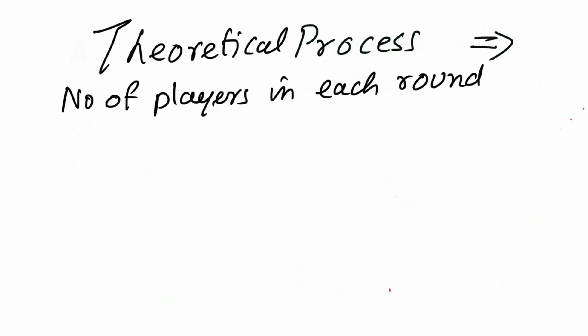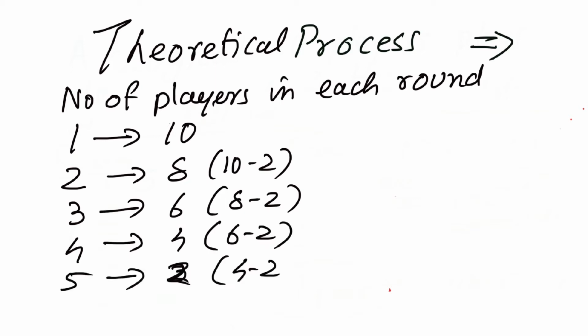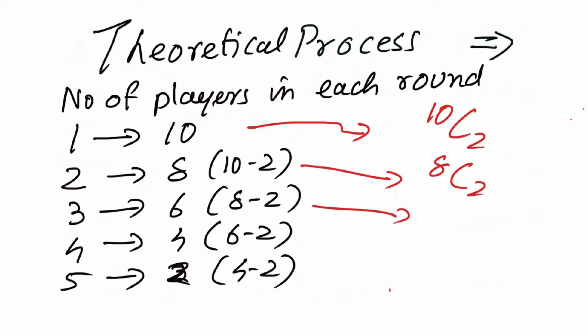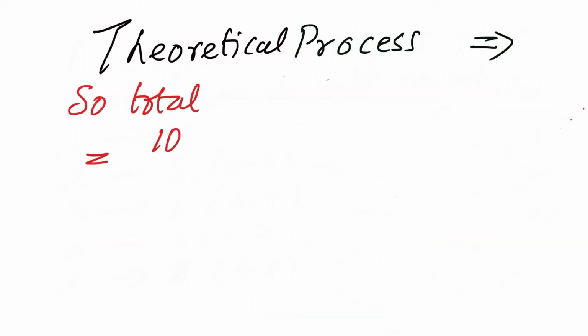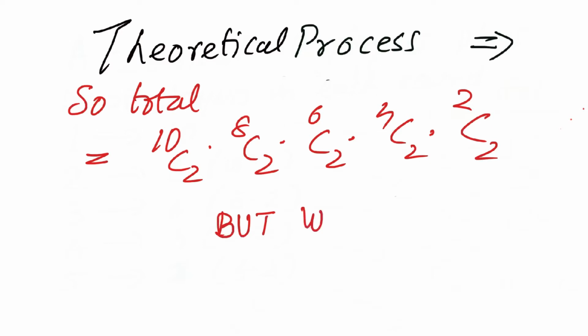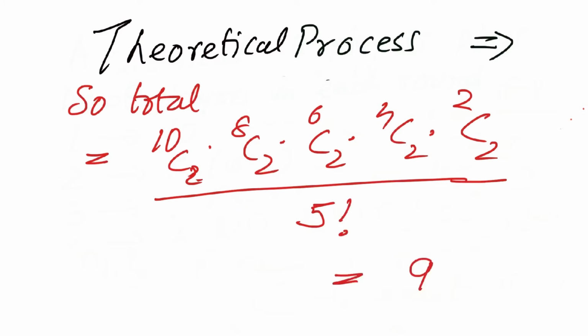So in the first round there are 10 players, which means that selecting a pair from those 10 players is of course 10C2. Going on to the 5th, which is the last round, that is 2C2, and then multiplying all the possible combinations, that is 10C2 times 8C2 times 6C2 times 4C2 times 2C2. Now the interesting thing is that the order of selecting a team is not important, which means that we have to divide the whole result by 5 factorial, and that would give 945.